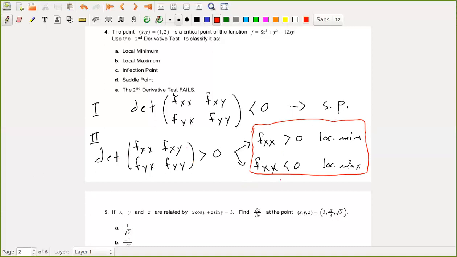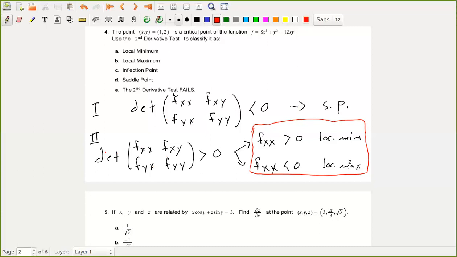If this determinant is less than 0, then in some directions the function is increasing, so you have like a local min, and in other directions the function is decreasing, so it's like a local max. So in one direction you have a local min, but in another direction you have a local max. It's like being in the center of a Pringles chip. If you look in one direction, you're the biggest point, but if you look in another direction, you're the smallest point.